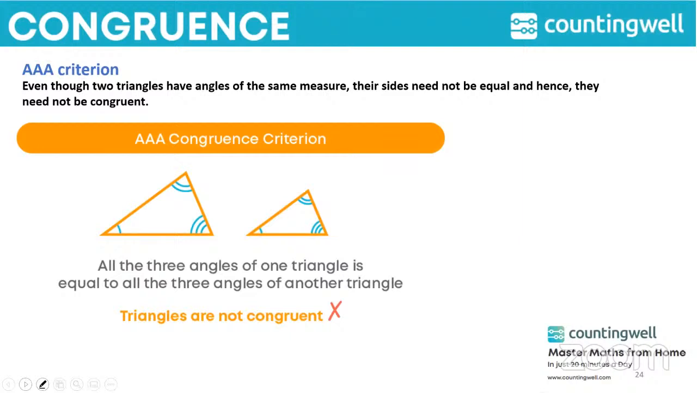Now let us see the AAA criterion. Even though two triangles have angles of the same measure, their sides need not be equal and hence they need not be congruent. So there is no criterion like the AAA congruence criterion. It means all three angles of one triangle are equal to all three angles of another triangle, yet the triangles are not congruent. Just observe these two triangles: the angles are congruent, but you can see these are not similar.